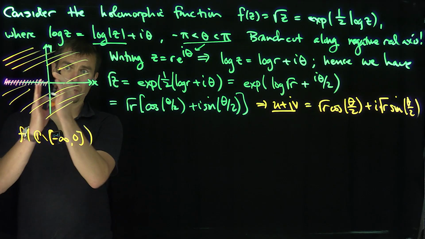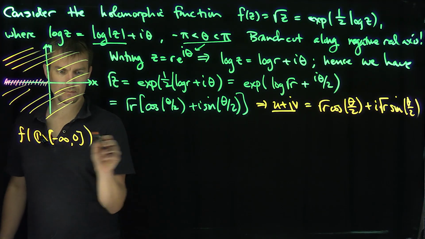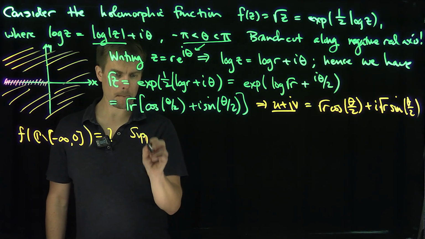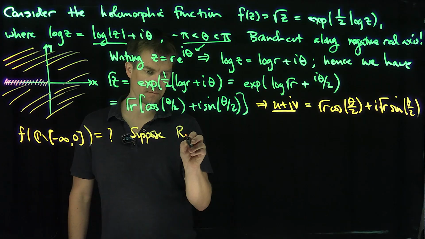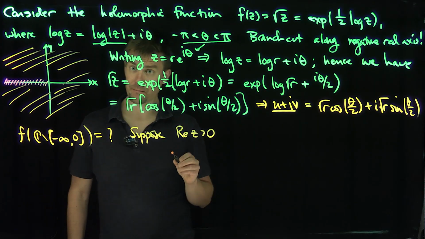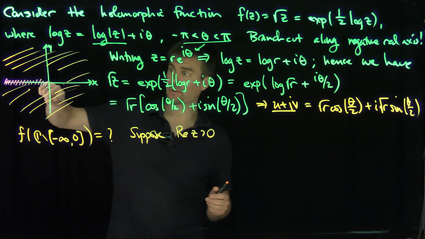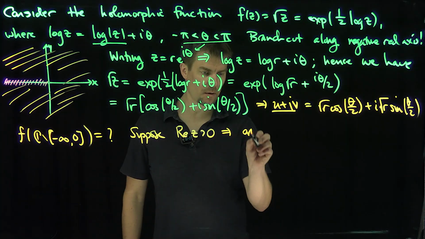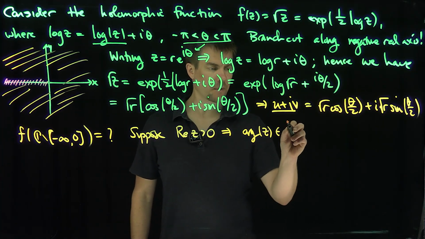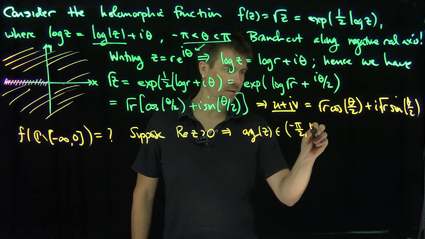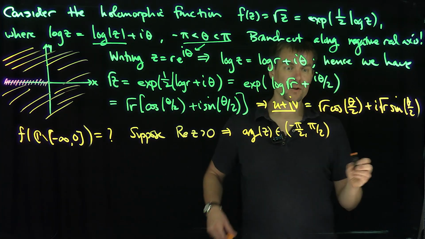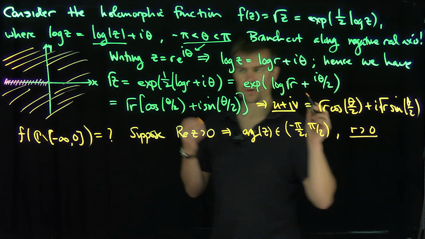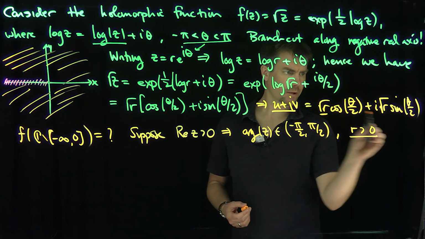Let's first consider the case where we're in the right half plane. So let's suppose the real part of z is greater than 0. What does that mean? Your argument is between negative pi over 2 and pi over 2. This implies that the argument of z is in the interval negative pi over 2 to pi over 2. That's your theta. And then the r can be anything; r is just greater than 0.